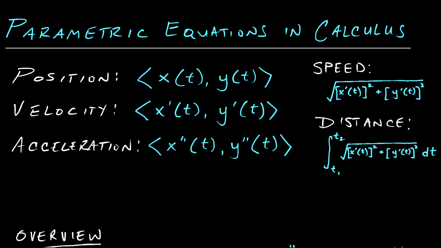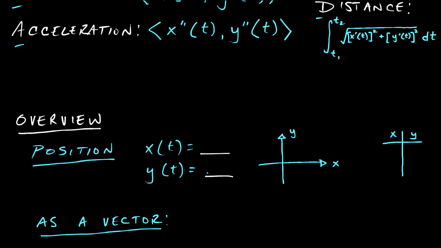In this video, we're going to take a look at parametric equations in calculus. We'll be looking at component form for all of these. So first we'll look at position. From there we'll go to velocity and acceleration. Those will be quite simple. Then we'll take a look at where speed comes from, as well as deriving the formula for distance. After our overview, we'll take a look at a detailed example for each of these.